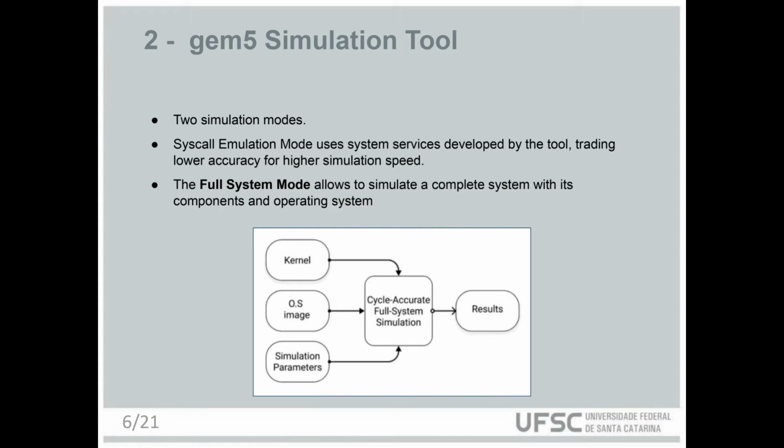So this tool offers basically two simulation modes. A syscall emulation mode, where the system services are emulated by the tool, trading lower accuracy for higher simulation speed, and a full system mode, which is depicted on the picture, that allows the user to simulate a complete system with its components and operating systems. So basically, what we feed to the gem5 simulation is the kernel, the image of the operating system, and the simulation parameters.